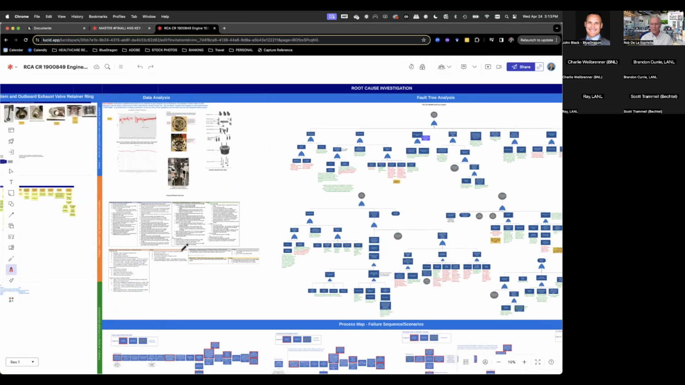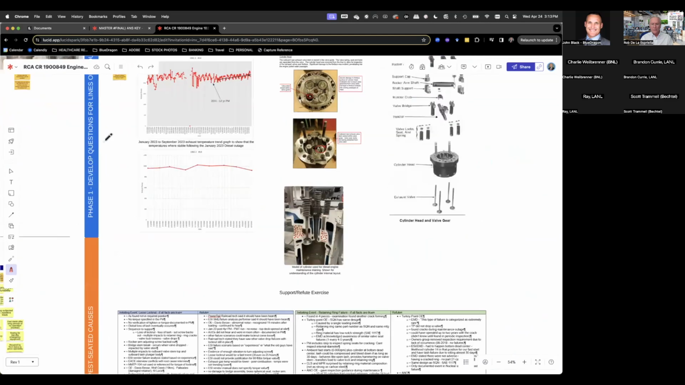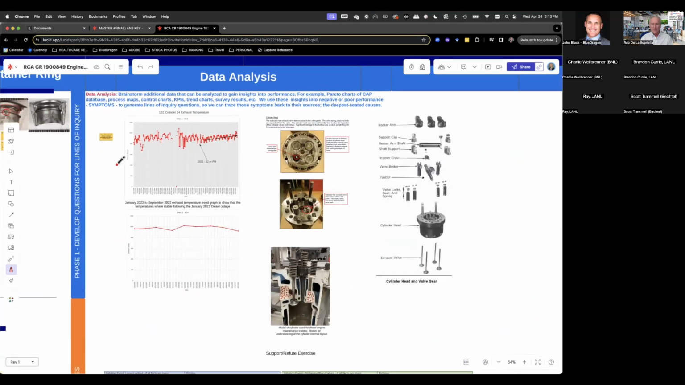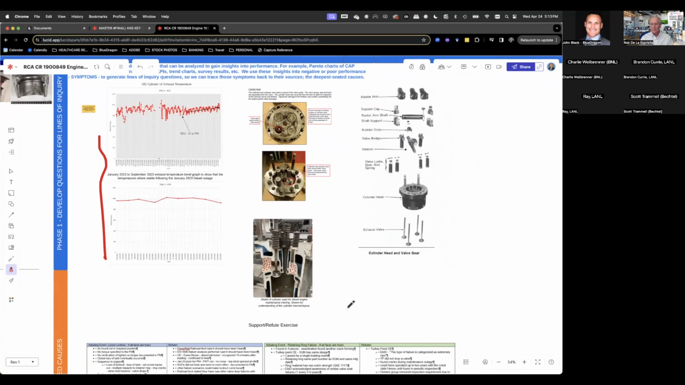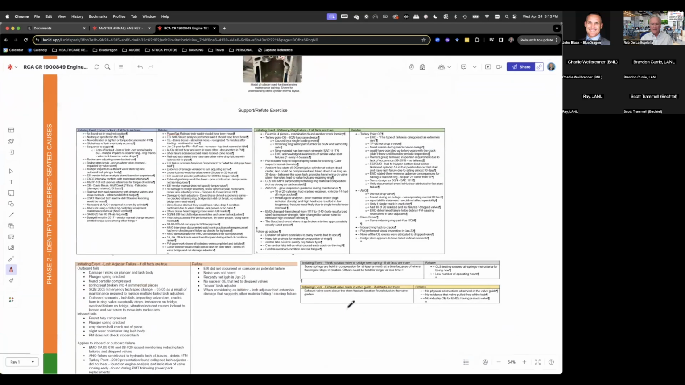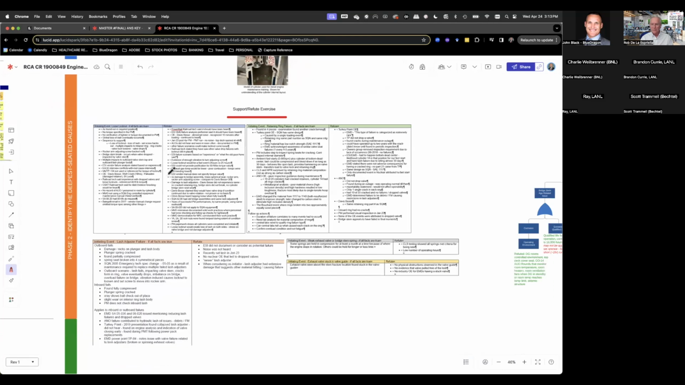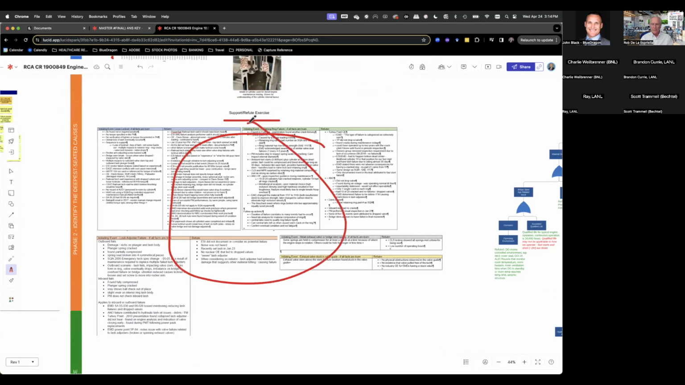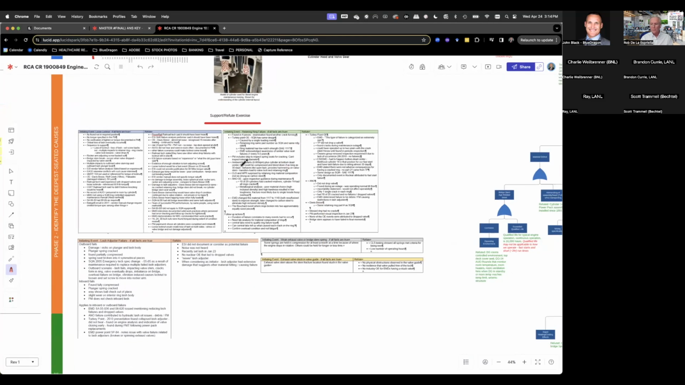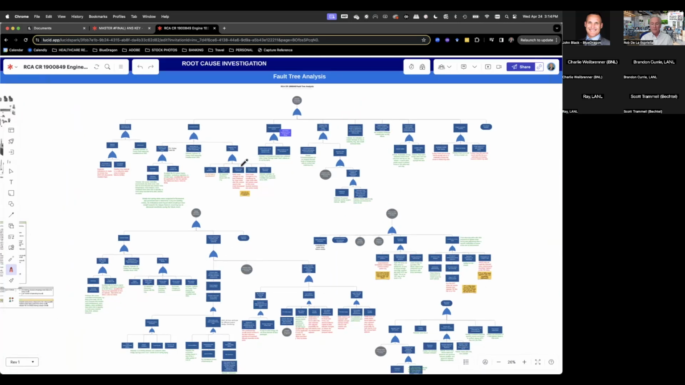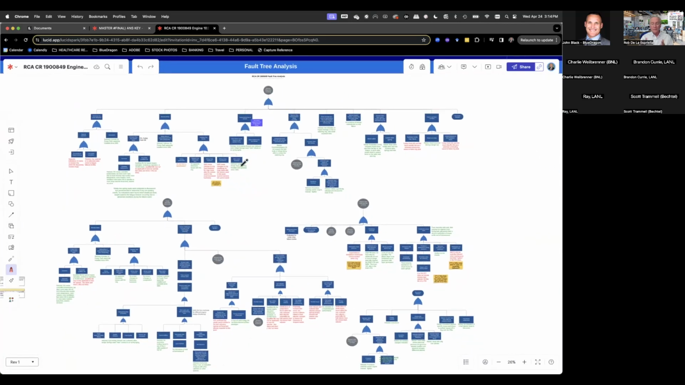But let's take a look over here and notice that we've got some charts and graphs. We have another different type of analysis. This is a support refute exercise that this organization decided to do. Here it is. You can park whatever you want over here, no problem. Here, because if it's an equipment issue, I encourage them to map out all the possibilities.